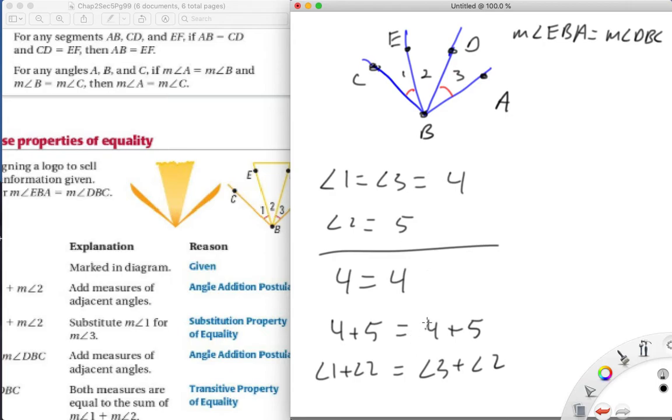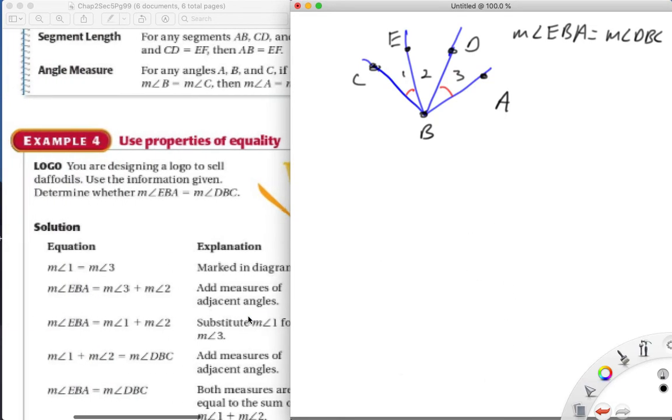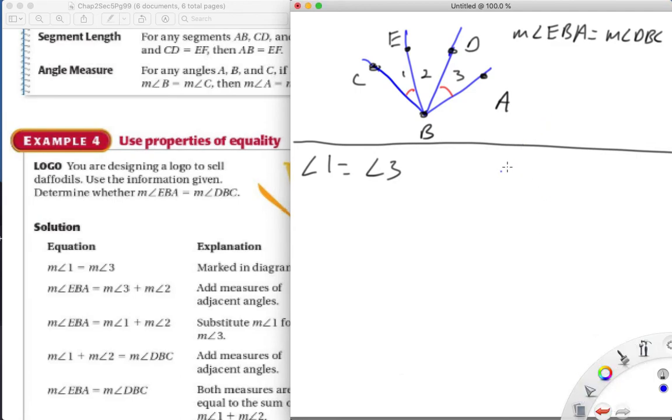So we have to get to that. That's our reasoning. That's our step. That's our process, and that's what we have to use. And that's what they do over here. So let's look at their proof and their reasoning. So we have our given. Angle 1 is equal to angle 3. That's given to us. This is our proof. This is our reasoning. It's given to us.